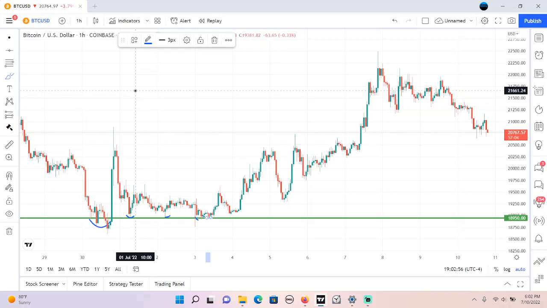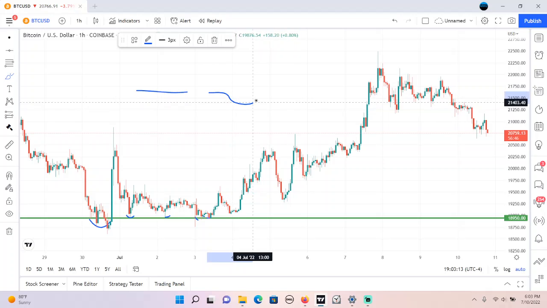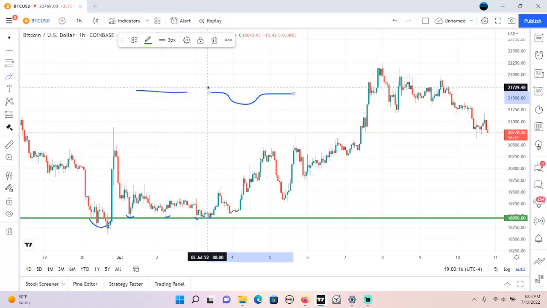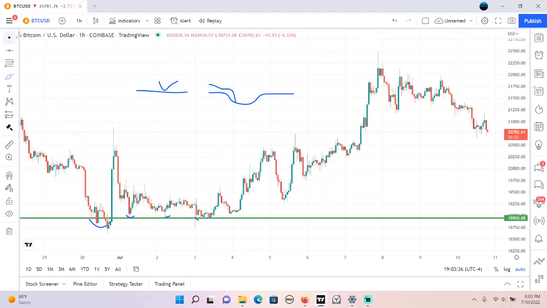But a support, let me explain it to you like this. It is not a stone rock wall. It's not a brick wall or a concrete floor in that sense. It's more of a trampoline. When the price goes down, it gets absorbed. It doesn't break the support. It absorbs the price and recovers.